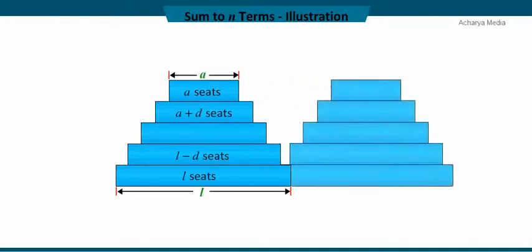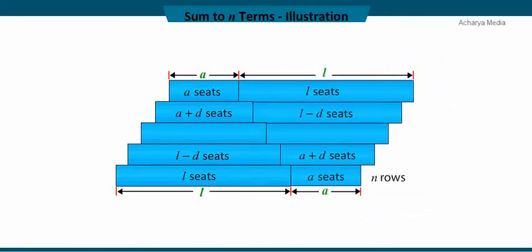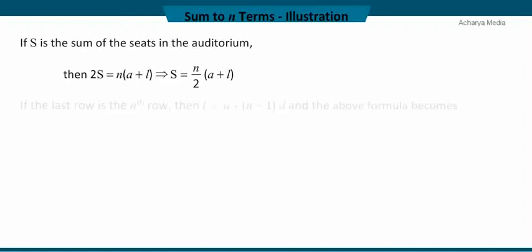Now copy the diagram, turn it upside down, and place it next to the given diagram. The number of seats now amounts to the seats in two auditoriums. Thus, two copies of the auditorium produce a figure consisting of n rows, each having A plus L seats. If S is the sum of the seats in the auditorium, then 2S is equal to n into (A plus L), which implies S is equal to n divided by 2 times (A plus L).